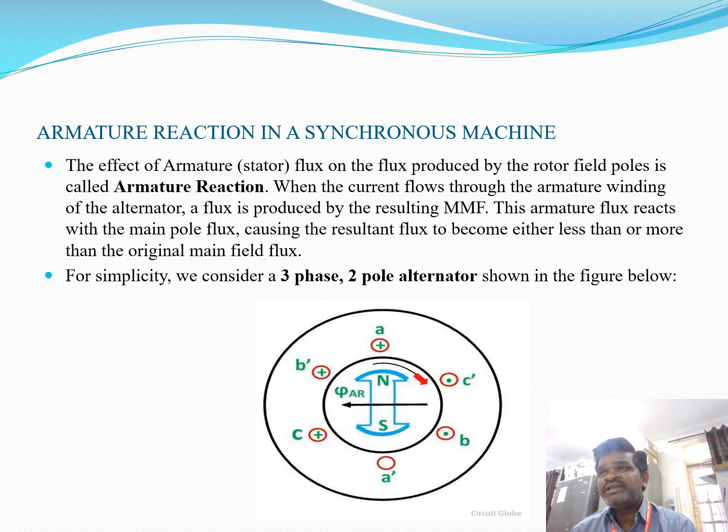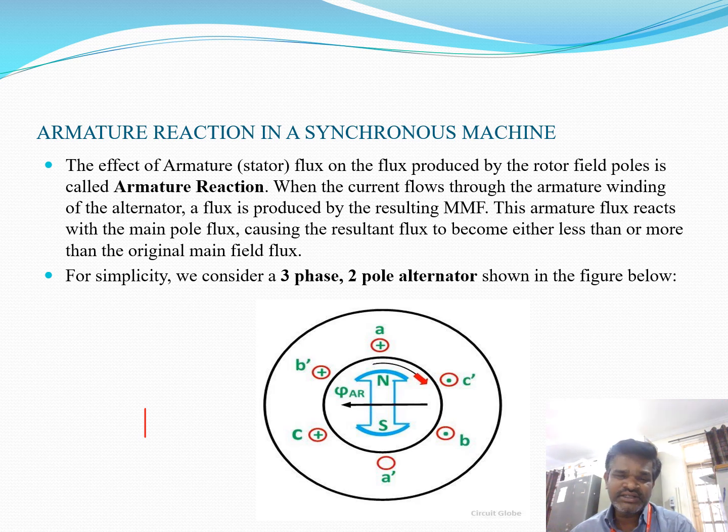Less than or more than means the armature flux is affecting it. Either it is decreasing, meaning the direction of armature flux is opposite to the main flux, or if the main flux as well as armature flux are both in the same direction, meaning aiding, the resultant flux is going to increase. So these things happen in the case of a synchronous machine.